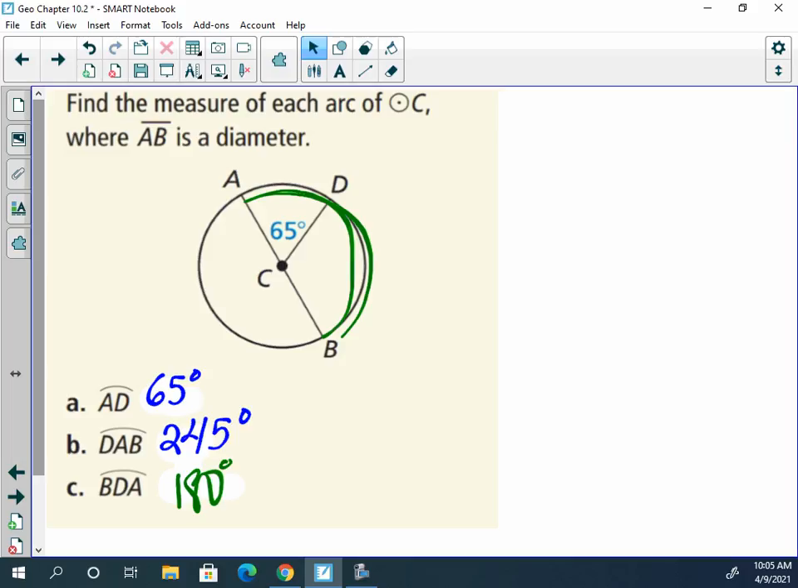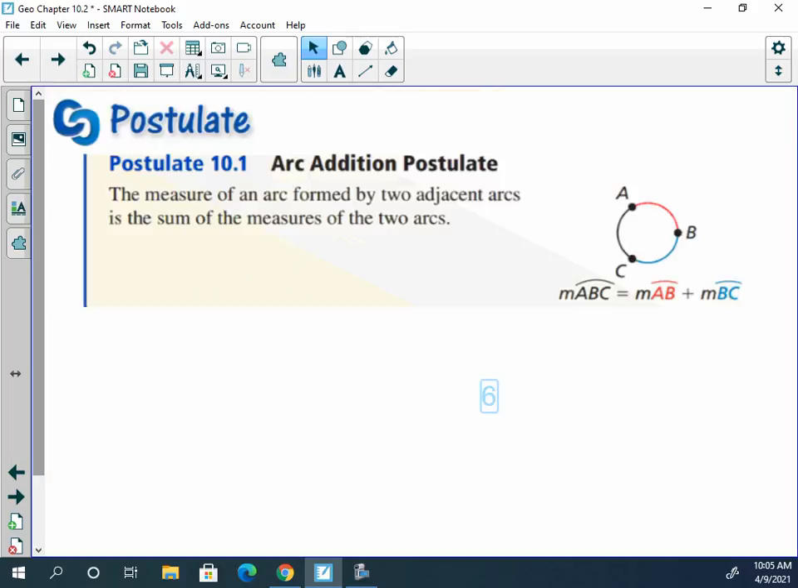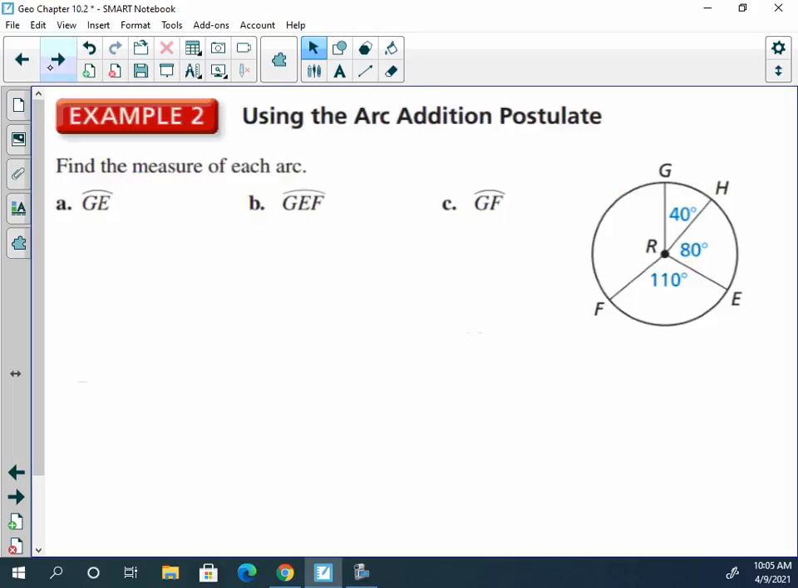Now, is this telling me anything about the actual measure of AD or B or DAB or BDA? No, because it's all based off the fact that a circle is 360 degrees. Now, the measure of an arc formed by 2 adjacent arcs is the sum of the 2 arcs. We can add any 2 arcs together. I can add AB to BC and get the measure of arc ABC. It's just our line segment addition property.